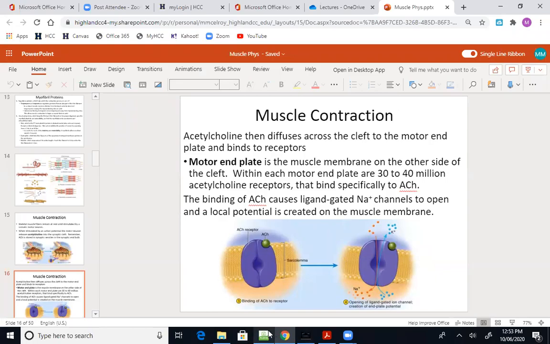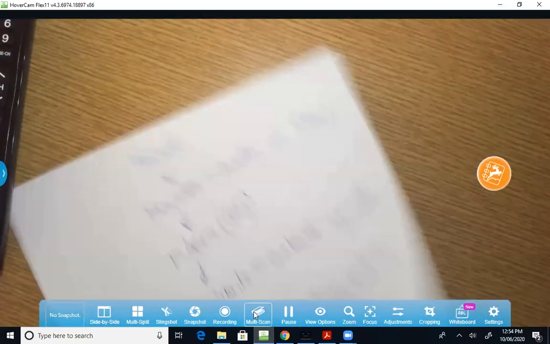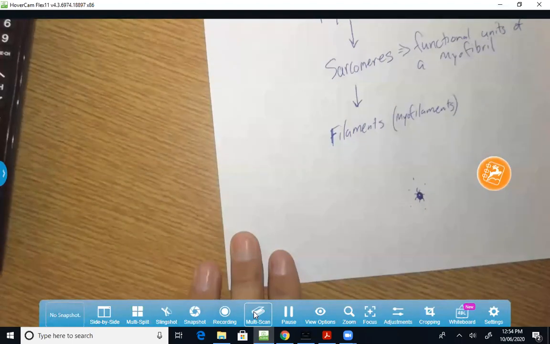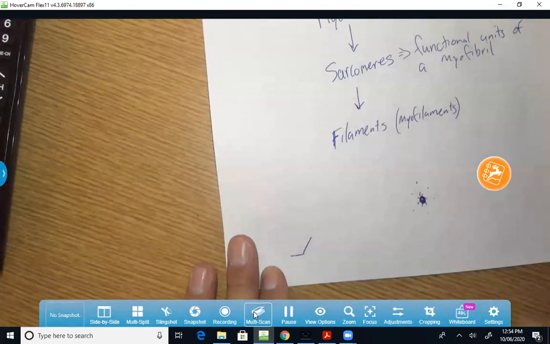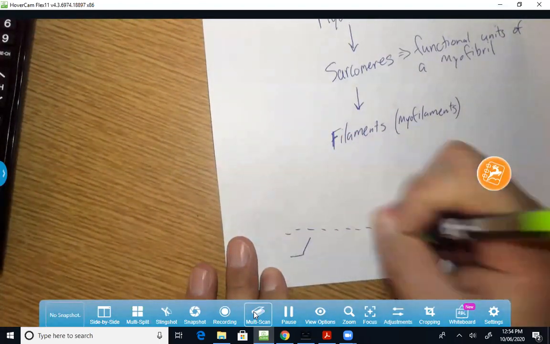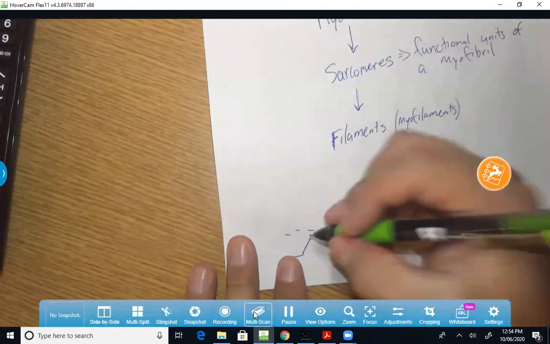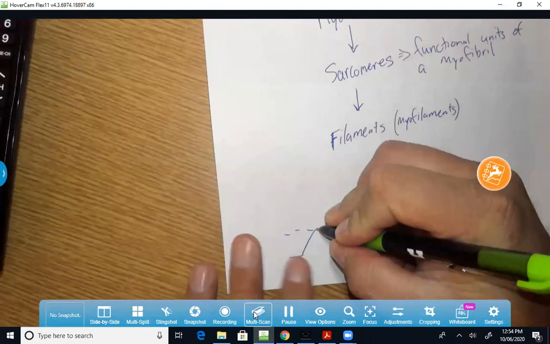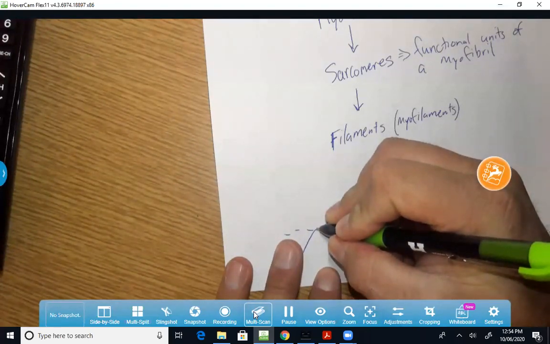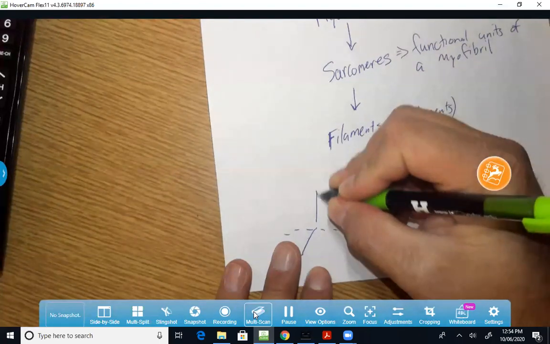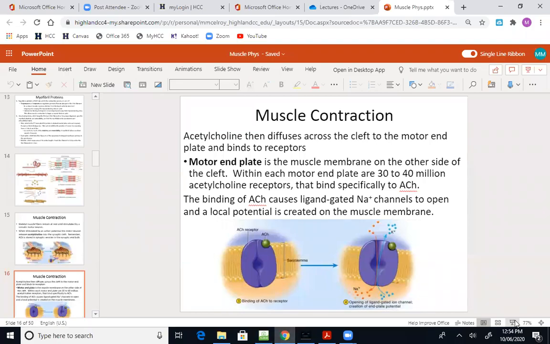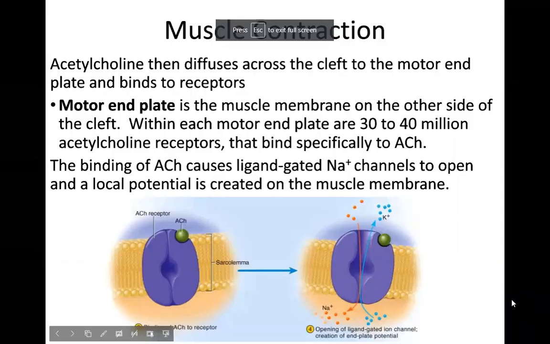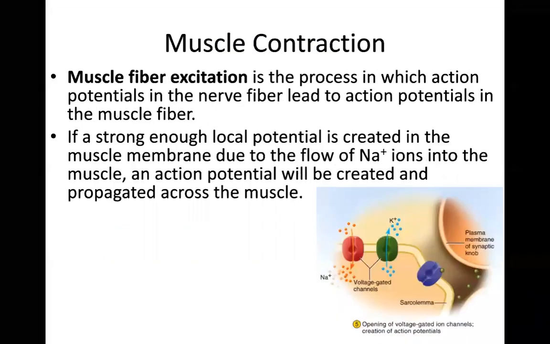Now, if you think back just a few weeks ago, we learned that if enough sodium rushes into a cell, we can hit what? Threshold, right? And what happens when we hit threshold? We create an action potential, right? So you're starting to see why I like to talk about action potentials before we talk about this stuff. Because look what we're going to talk about on this page.